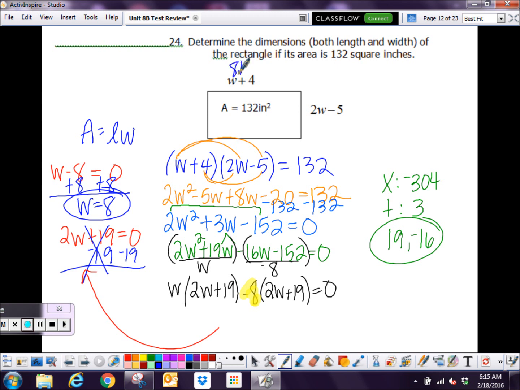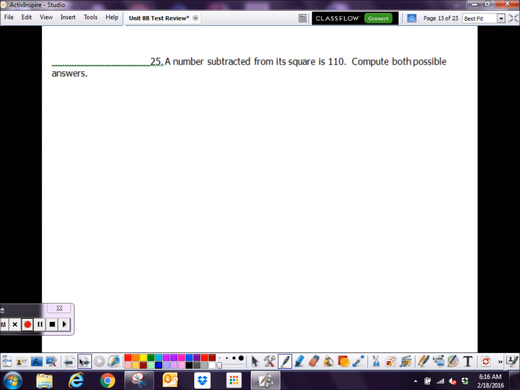So this side is 8 plus 4, which means that side is 12. This side is 2 times 8 minus 5. So 16 minus 5 is 11. So our two sides are 12 and 11. Because what is 12 times 11? 12 times 11 is 132. A lot of work for one problem, but you're not always going to have to do that long way. We just had to on this one.